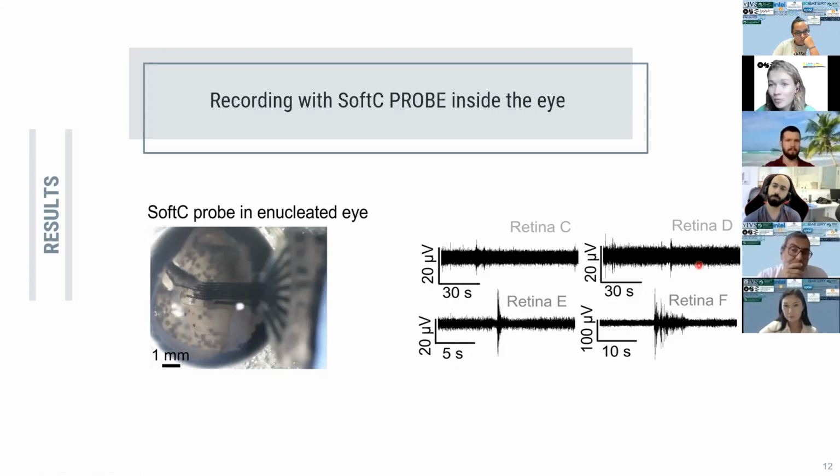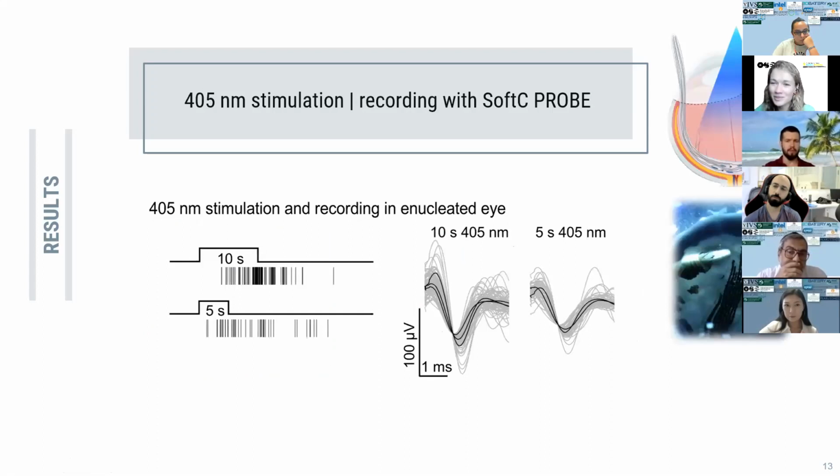And then the next step was to shine light and say that, yes, we can stimulate. So at this moment, we didn't have the pigments deposited yet on our soft probe. So we again used blue light stimulation. We shined blue light at various durations, 5 seconds, 10 seconds, also 20, 30, 60 seconds. And we tried to record the response of the retina.